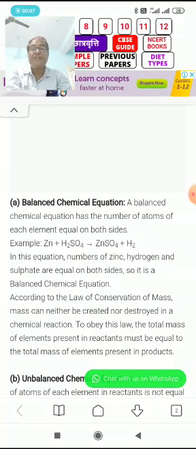For example, zinc reacts with sulfuric acid H2SO4 to give ZnSO4 plus H2. In this reaction, there is one zinc on the reactant side and one zinc on the product side. Two hydrogen on the reactant side, two hydrogen on the product side. One sulfur on each side. Four oxygen on the reactant side, four oxygen on the product side. So this equation is balanced.